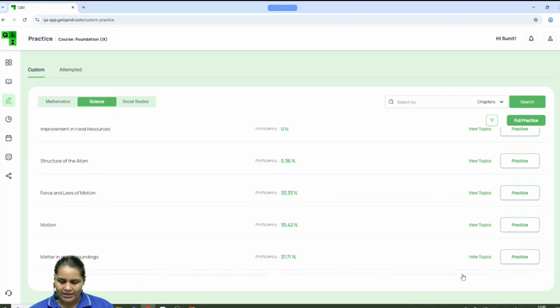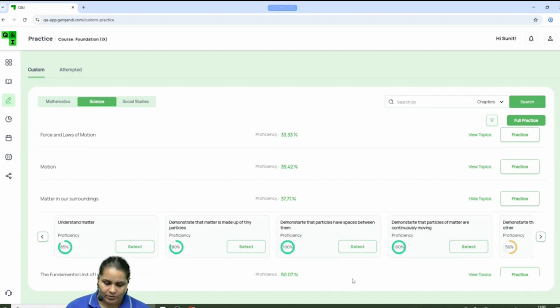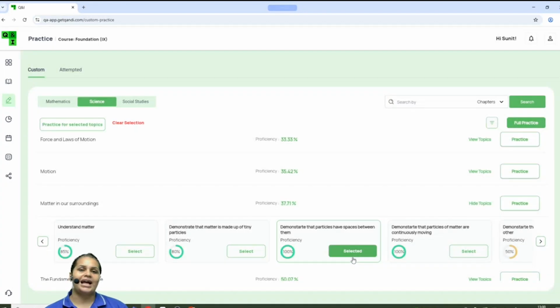Then view topics, where you will find different topics of matter in our surrounding, like understand matter, we did. Demonstrate that matter is made up of tiny particles, yes, we did. Then demonstrate the particles have spaces between them. This is something we did today. You can simply select it and start attempting the questions on it.